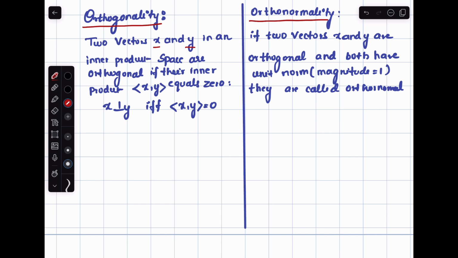There are two vectors, say x and y, in an inner product space, and orthogonal vectors means that the inner product should be equal to 0. So x is perpendicular to y if and only if the inner product of x comma y is equal to 0. What is orthonormality? If two vectors x and y are orthogonal, that means the inner product is 0, and both have unit norm, that means magnitude equal to 1, then they are called orthonormal vectors.